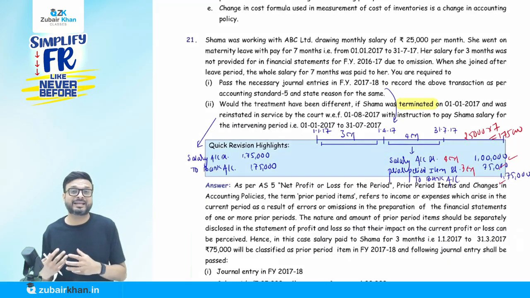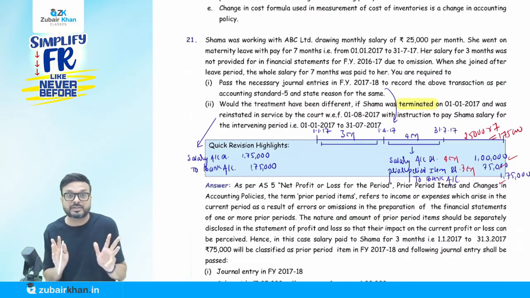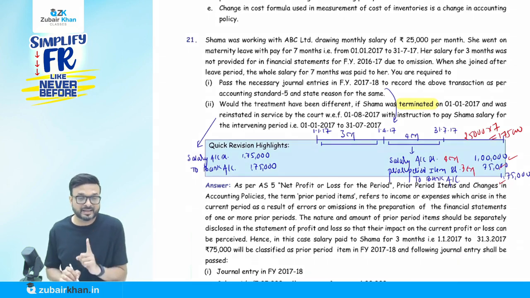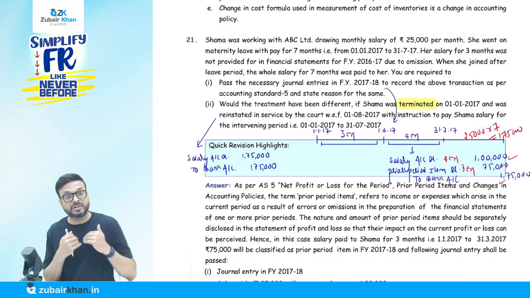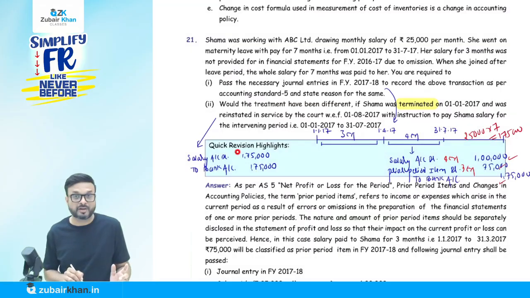When we say terminated, we have not made any mistake in the past. We didn't pass the entry for these 3 months, and there is nothing wrong in that, because she was terminated and was not on payroll then. So in the second case, it is not a prior period item. When she was reinstated on 1st of August, we pay for 7 months, so it is salary account debit to bank account. It is not a prior period item because she was terminated. So simple. Okay.